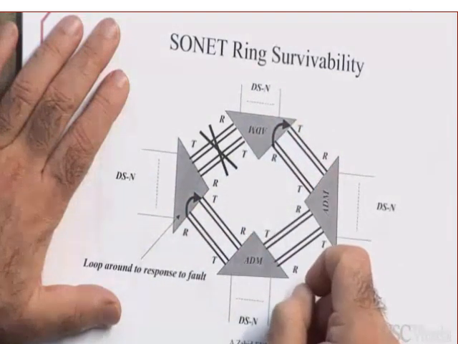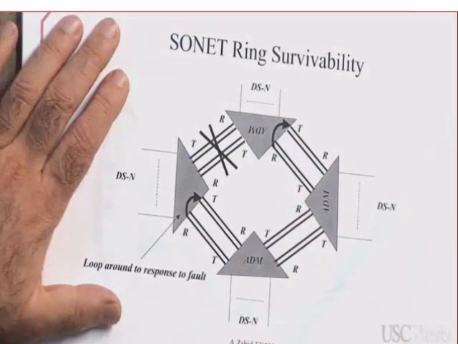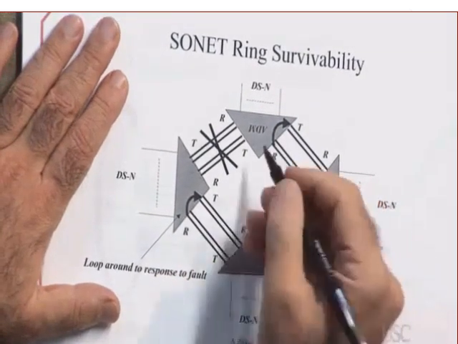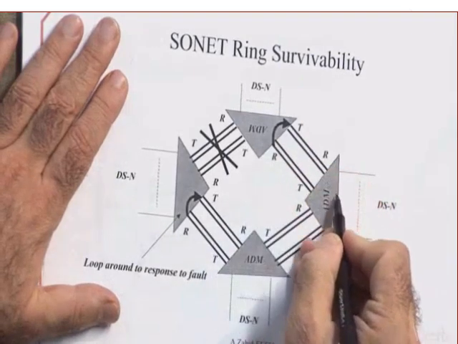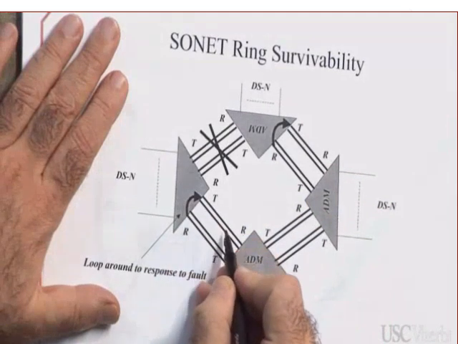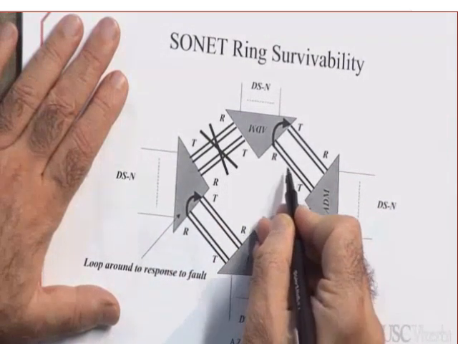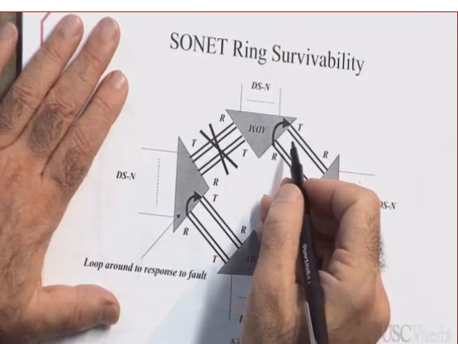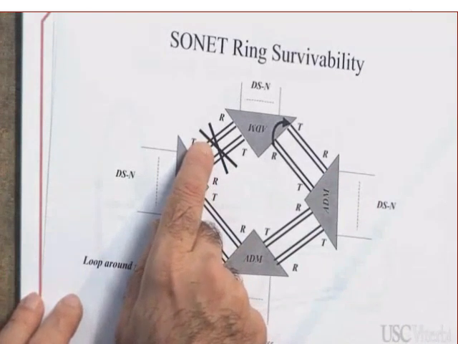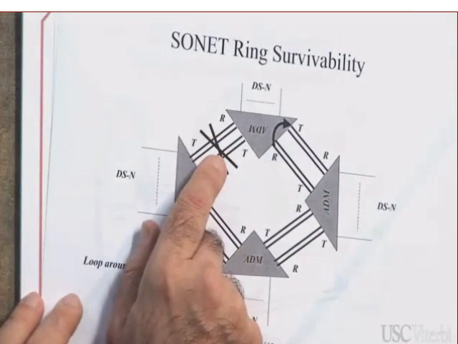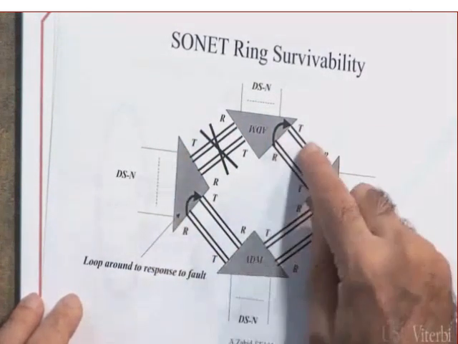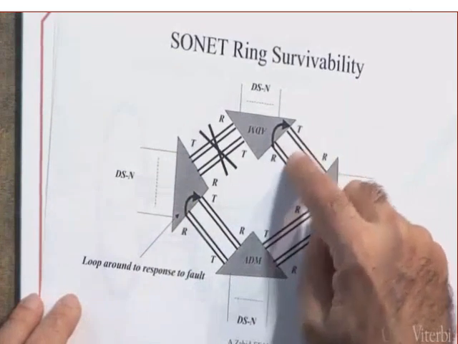Did you get my point or not? Is it still a ring? You lost me? Okay, one more time. Here, here, here, here, here. It is still a ring. So the ring is intact, even though there was a failure in here. Even though there was a failure in here, the ring is still intact.